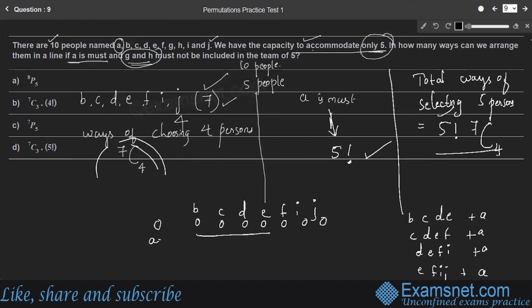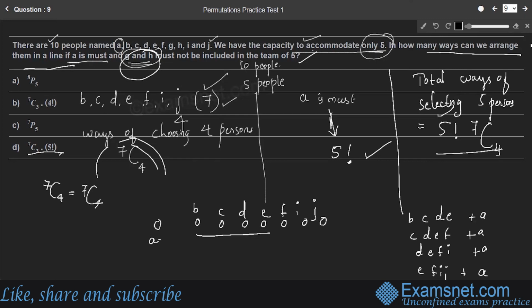Therefore, for the given question, in how many ways can we arrange them in a line if A is must and G and H must not be included in the team of 5? It is 5 factorial into 7C4. Out of the 4 options, 5 factorial into 7C3 is given. Here 7C4 is equal to 7C3.